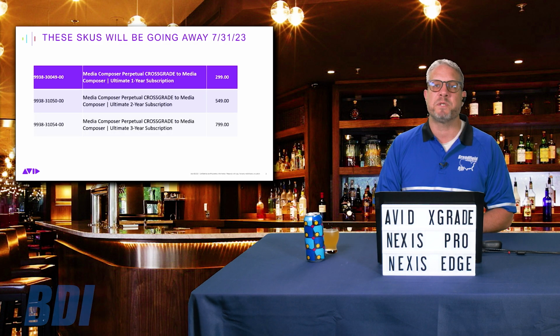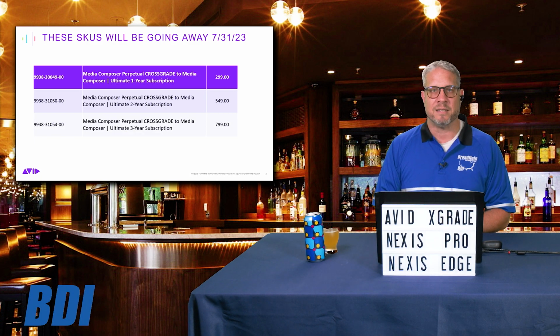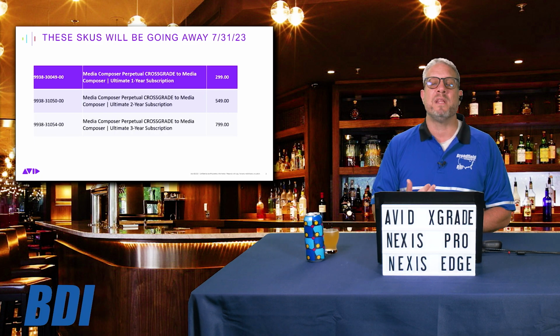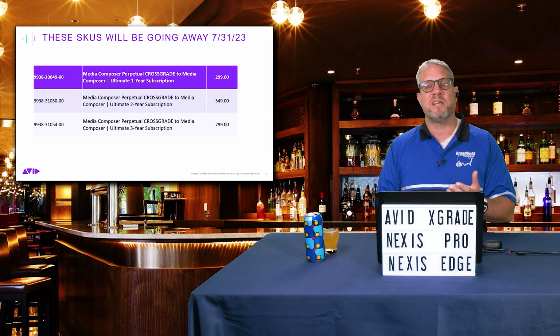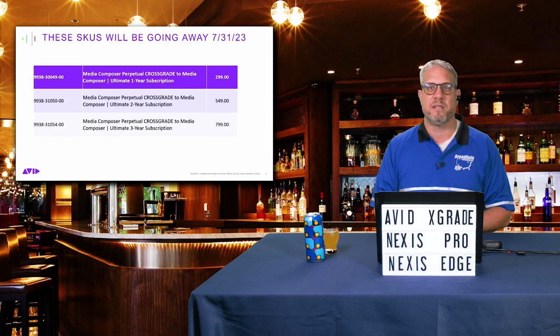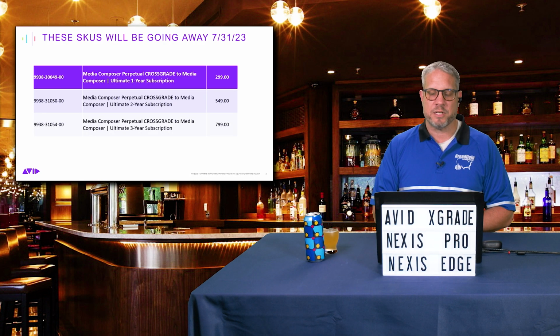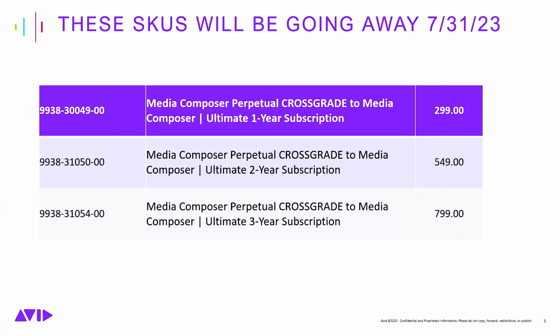Cross-grading to a subscription model is the right thing to do for a lot of your Avid editors. They have the experience of knowing that they're renewing their support license year after year after year. There's no reason to not cross-grade to the Media Composer Ultimate subscription. We have some great opportunities with these cross-grade SKUs, and these SKUs will expire at the end of July. There may be a last buy-in opportunity, but right now we want you to go after your customers.